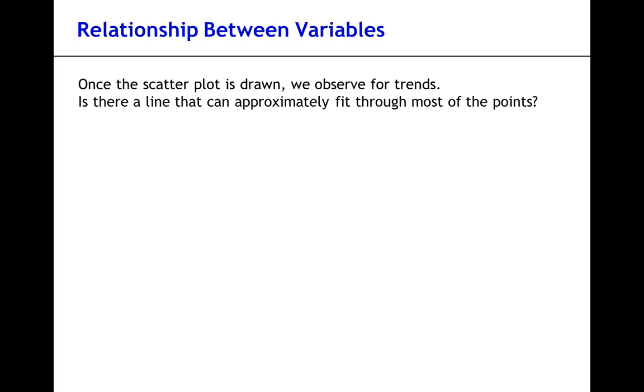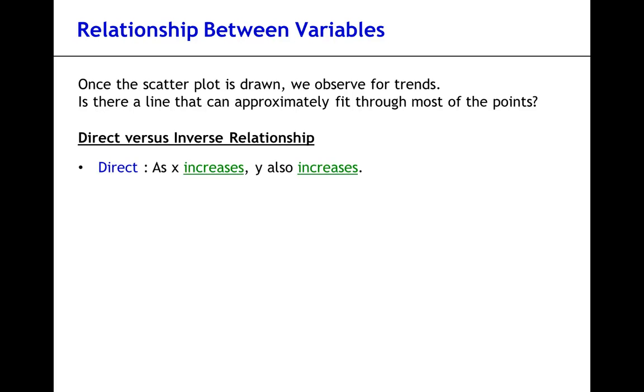First off, direct versus inverse relationship. For direct relationship, the general trend is that as x increases, y also increases. For inverse relationship, the general trend is that as x increases, y decreases.